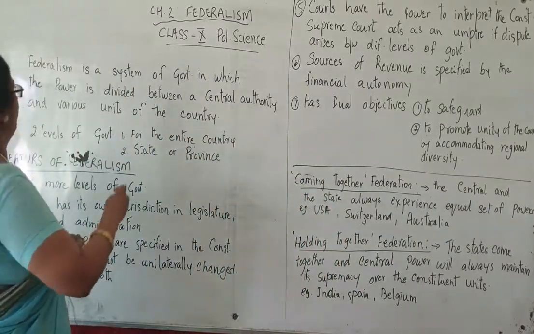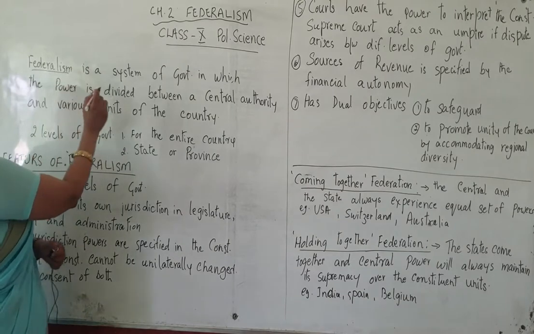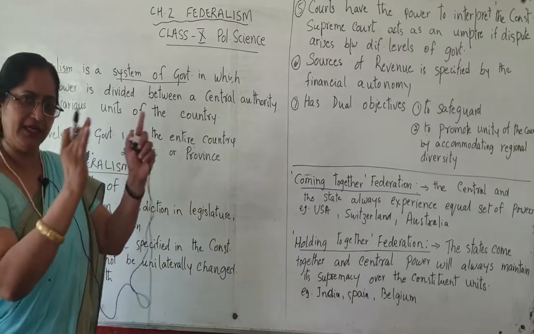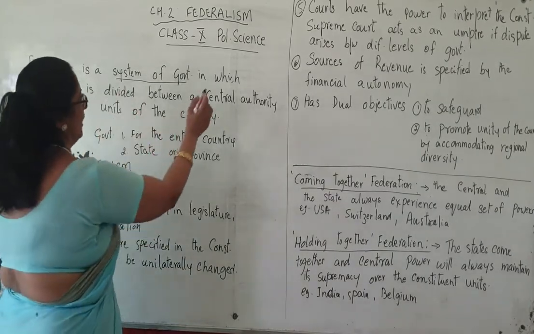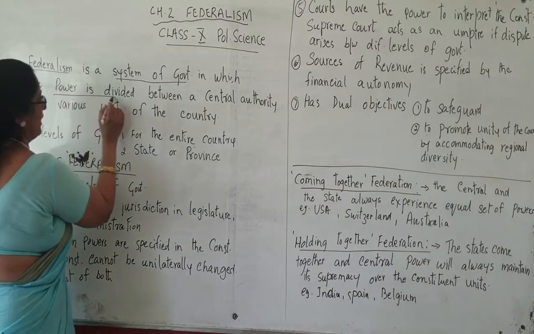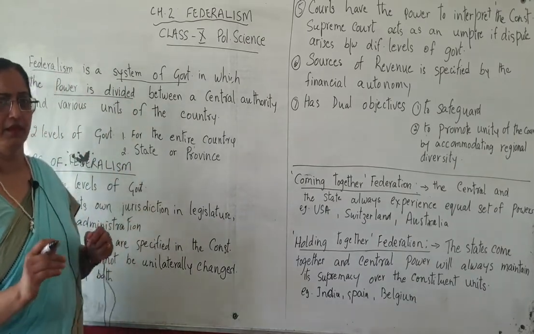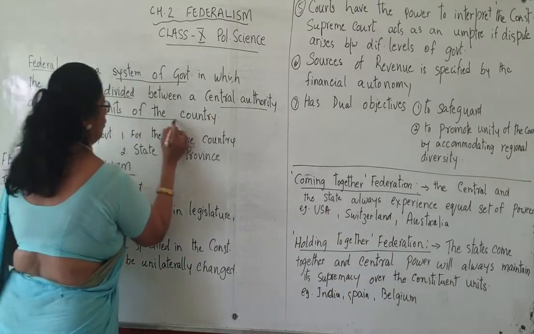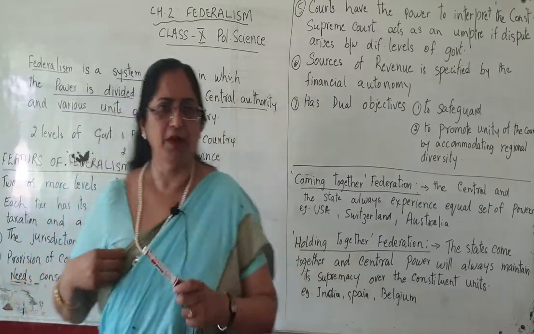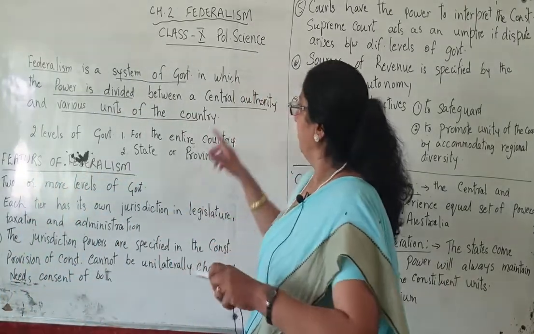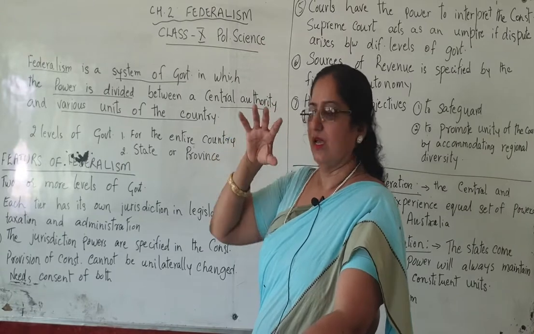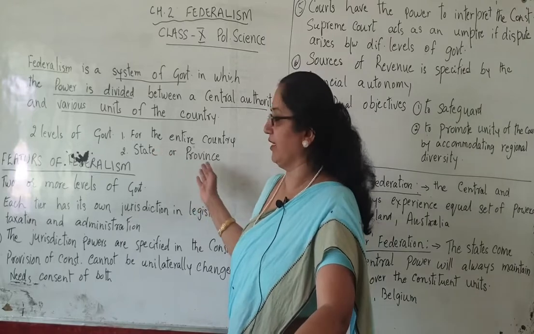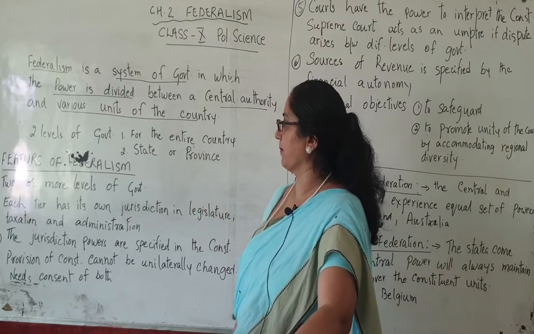Now I will explain to you, what is this federalism? It is a system, a type of government in which the power is divided between a central authority and various units of the country. The power is divided between the central as well as various units. It can be a state or it is also called a province.